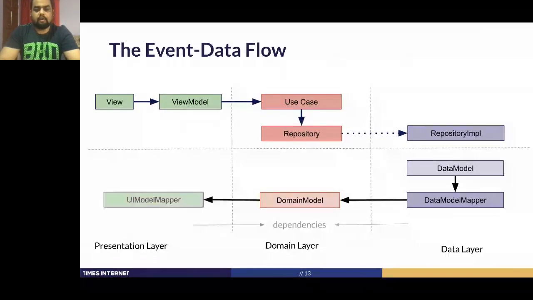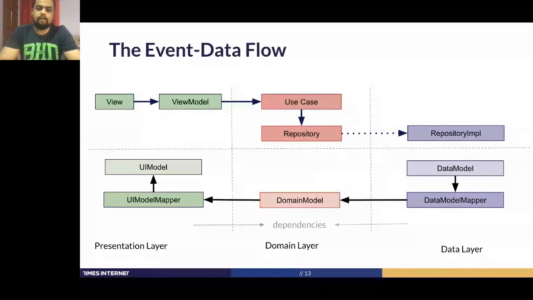Now, the domain model is translated by the UI model mapper, which converts it back to the UI model. And this is the model that is used by the view to render the data. So this is how the event and the data flow happens. If you see, it starts from the view and ends at the view.